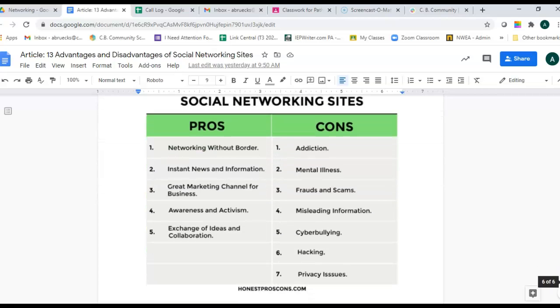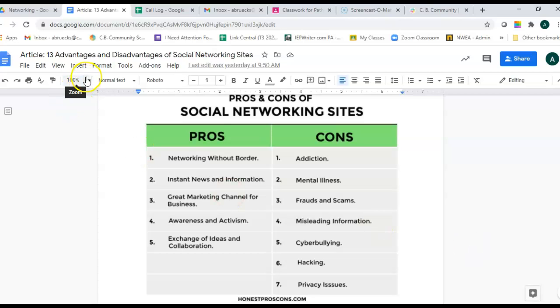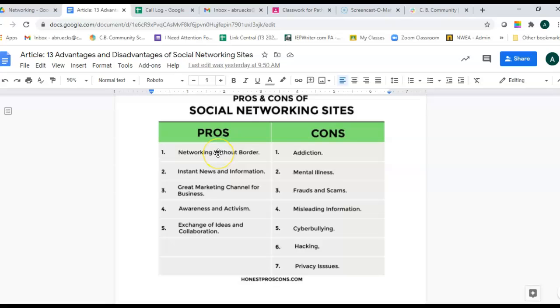So there you have it. The pros and cons of social networking sites. You can network without borders. Instant news and information you can get. Great marketing channel for businesses. Awareness and activism. You know this number 3 and number 7 go together, right?